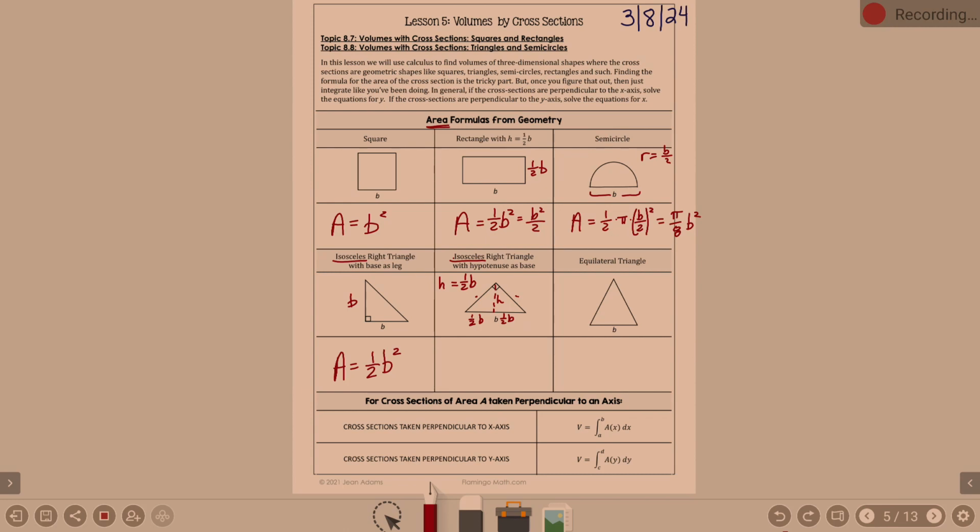So when we set this up, area of a triangle is 1/2 times the base, which is actually b, times the height, which is 1/2 b. So yes, as a full area, we are at 1/4 b squared.